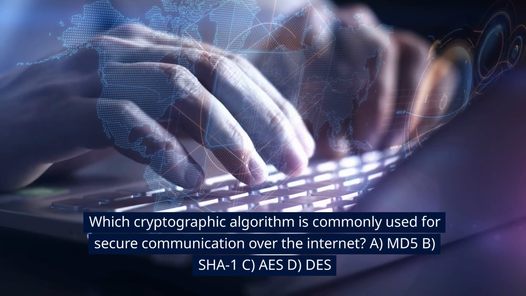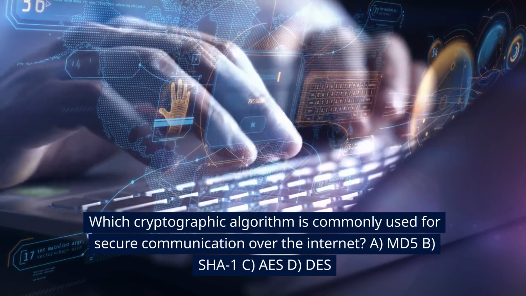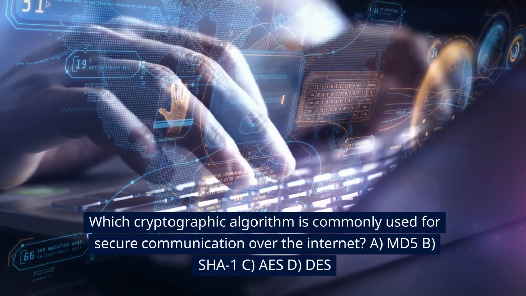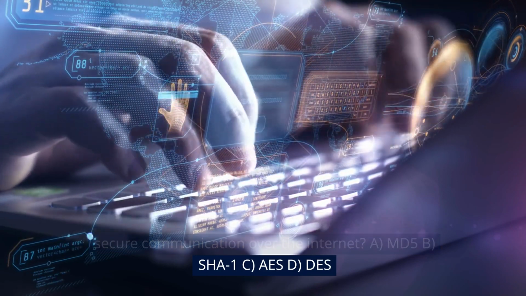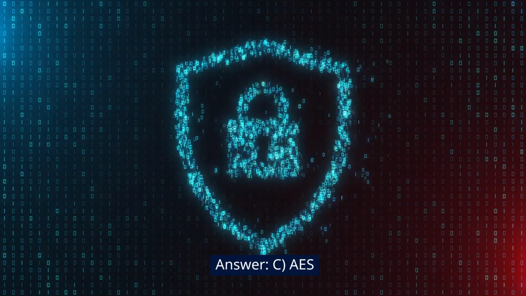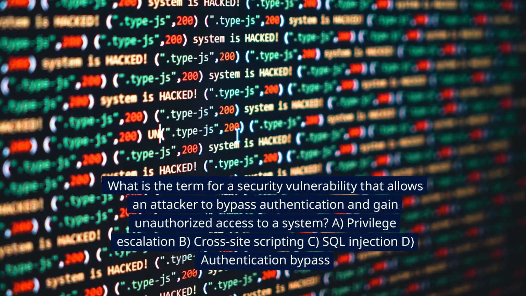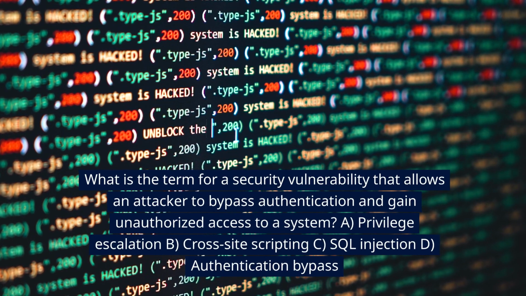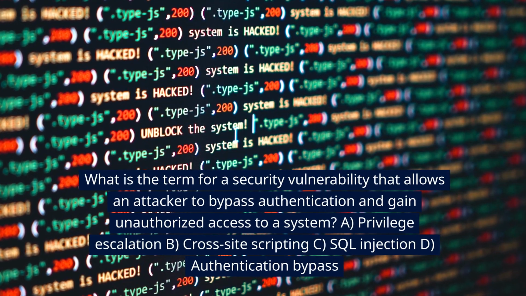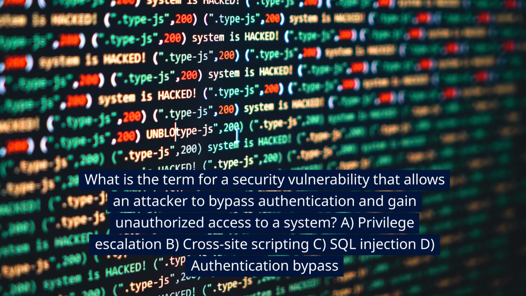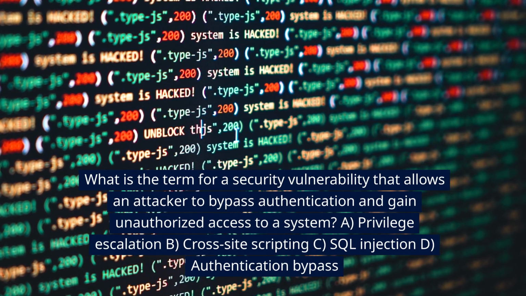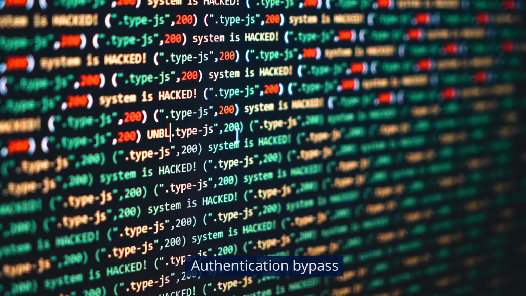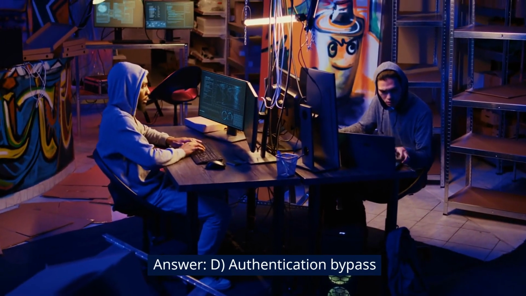Which cryptographic algorithm is commonly used for secure communication over the Internet? A. MD5. B. SHA-1. C. AES. D. DES. Answer: C. AES. What is the term for a security vulnerability that allows an attacker to bypass authentication and gain unauthorized access to a system? A. Privilege escalation. B. Cross-site scripting. C. SQL injection. D. Authentication bypass. Answer: D.